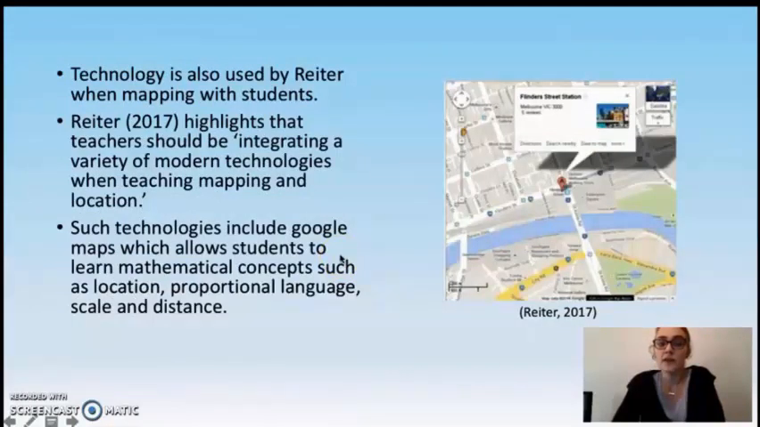Technology is also used by Ryder when mapping with students. Ryder highlights that teachers should be integrating a variety of modern technologies when teaching mapping on location. Such technologies include Google Maps, which allows students to learn mathematical concepts such as location, proportional language, scale, and distance. This is just an example of how students can use maps. They could even use maps to calculate the distance from their school back to their community, back to their homes, etc.